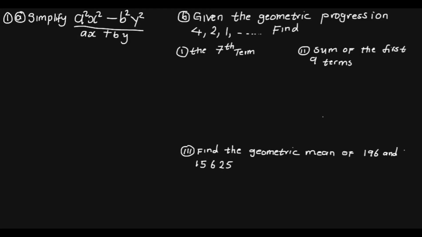In this video, we are going to revise some questions from Mathematics Paper 2 of 2021 GCE. Now here we have the first question, question 1a: simplify (a squared x squared minus b squared y squared) over (ax plus by). So let's first begin by rewriting the question.